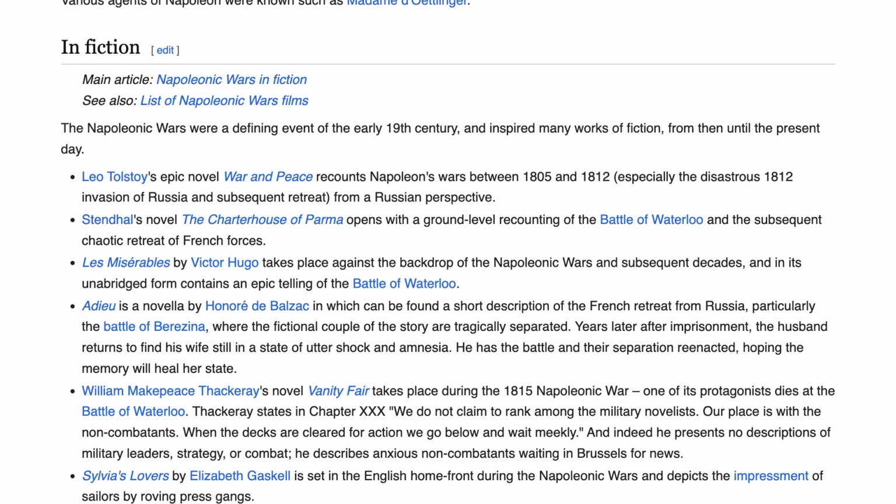Stendhal's novel The Charterhouse of Parma opens with a ground-level recounting of the Battle of Waterloo and the subsequent chaotic retreat of French forces. Les Misérables by Victor Hugo takes place against the backdrop of the Napoleonic Wars and subsequent decades, and in its unabridged form contains an epic telling of the Battle of Waterloo.